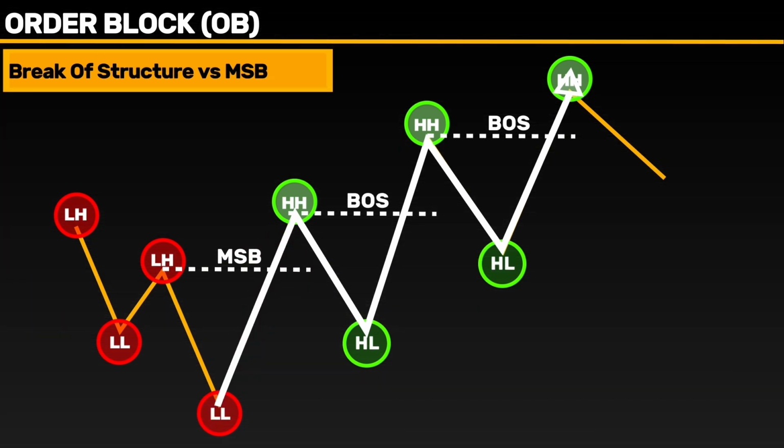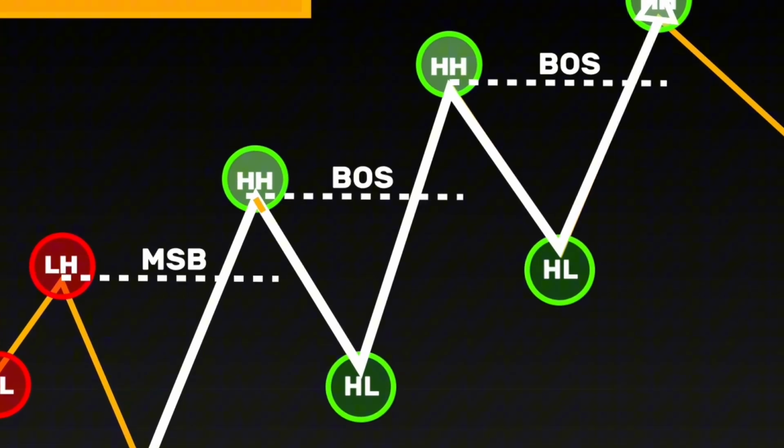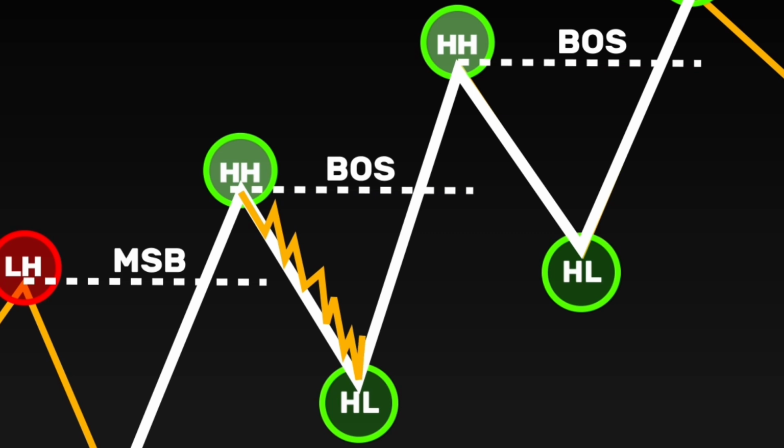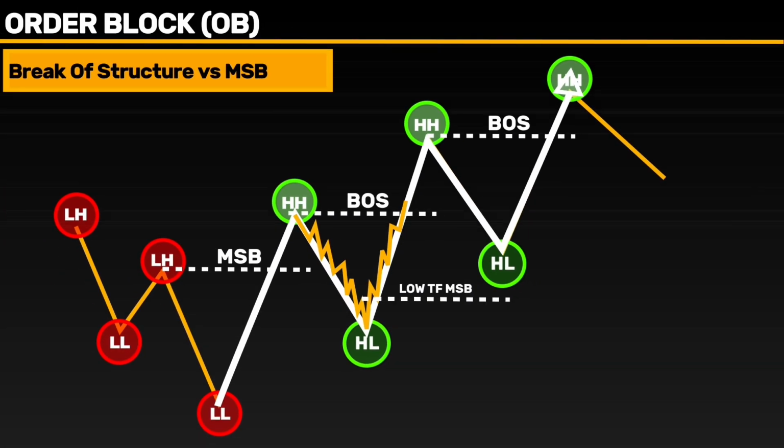However, I've seen traders use this term interchangeably, and that is completely okay. If you think about it, a BOS is actually also an MSB, just in a lower time frame. This means that order blocks are everywhere, but the question is, which ones are actually usable?